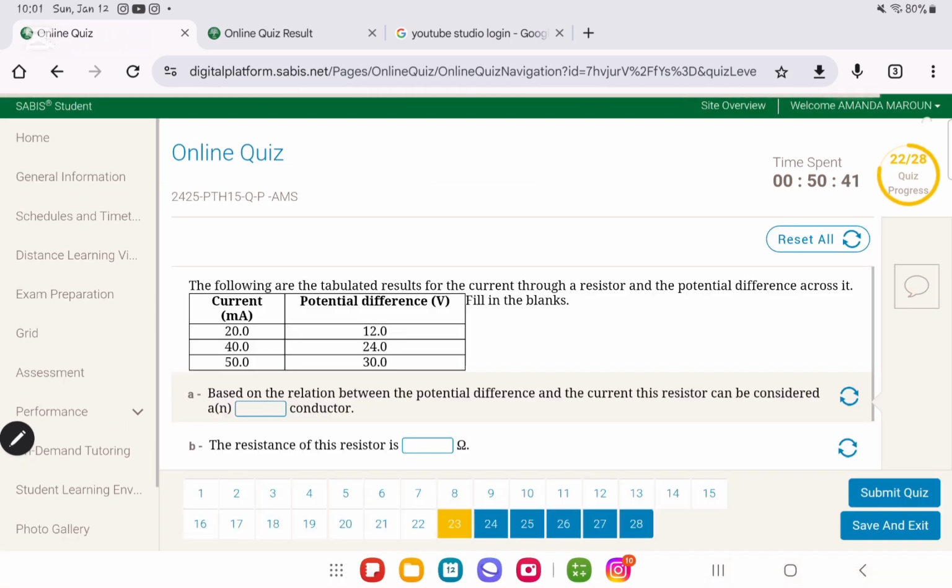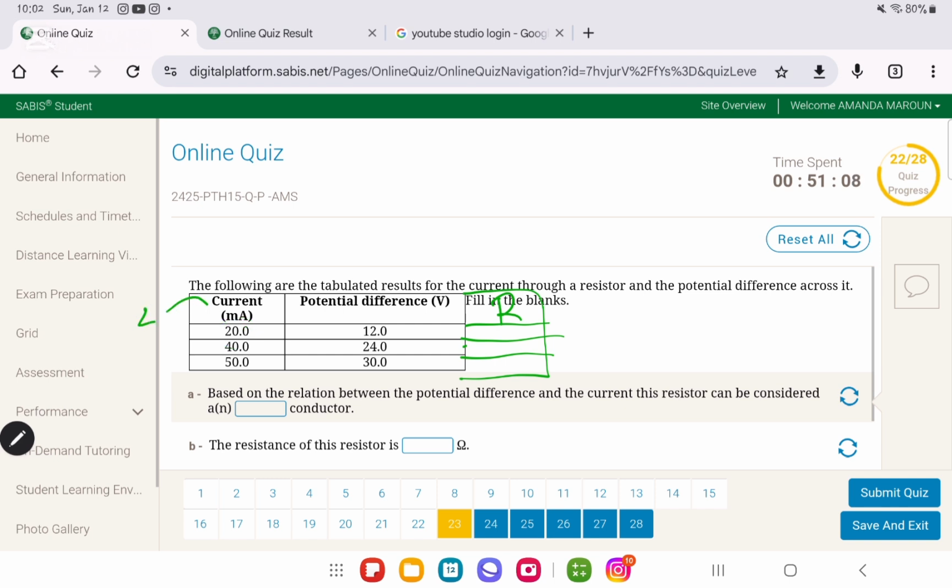Moving on to question number 23. Anything that obeys Ohm's law is called what? It is called an ohmic conductor. So let us see, does this follow Ohm's law or not? Let us very simply find the resistance R. Before that, we will change from milliamperes to amperes.